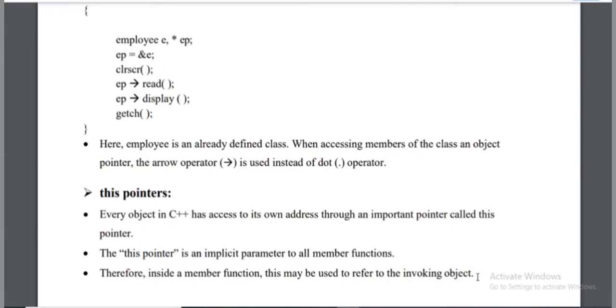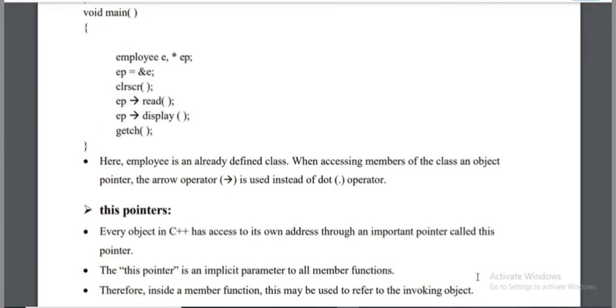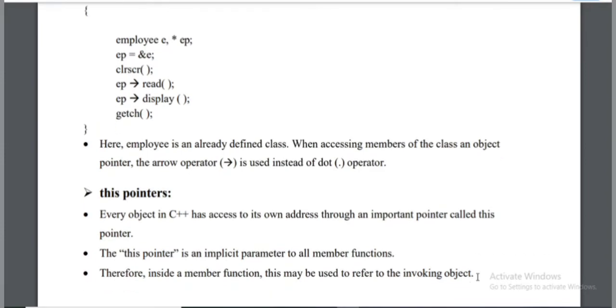So therefore we can use this pointer in order to invoke any object of a class. Okay, so all the objects access the same function definition as present in the class. So whatever each object, it's going to get its own copy of the data members.